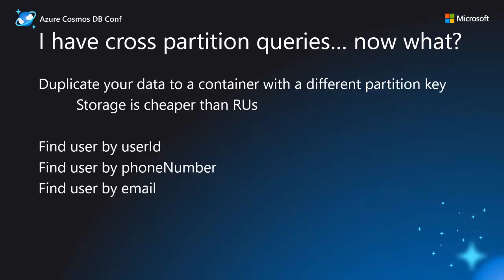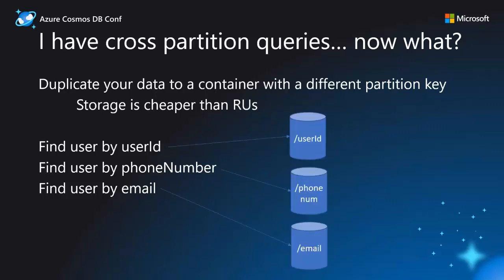So let's explore what this actually looks like with our queries. We have our find user by user ID, find user by phone number, and find user by email. So all three of these queries are going to be served by three different containers. We have one partitioned by user ID, one partitioned by phone number, and the last one partitioned by email. So this works really well, right? There is one problem though.